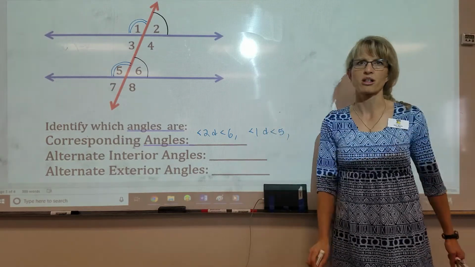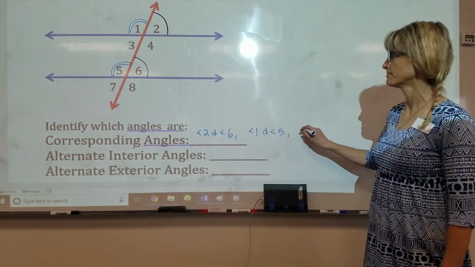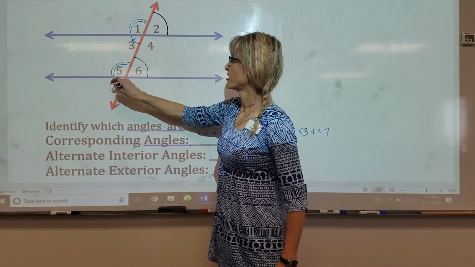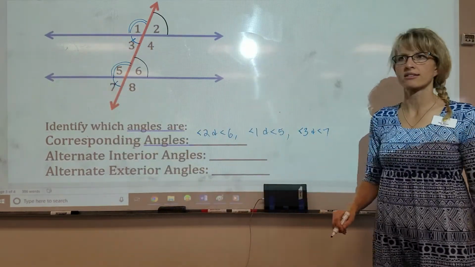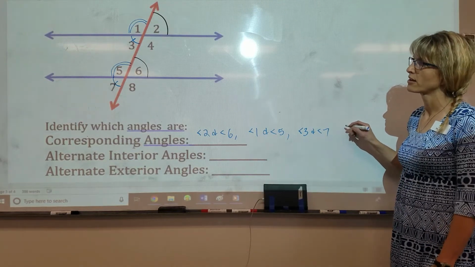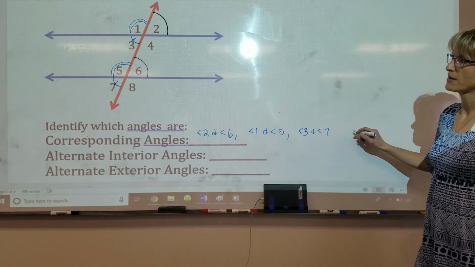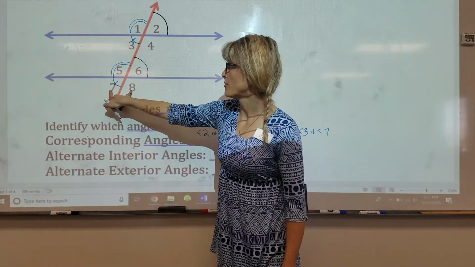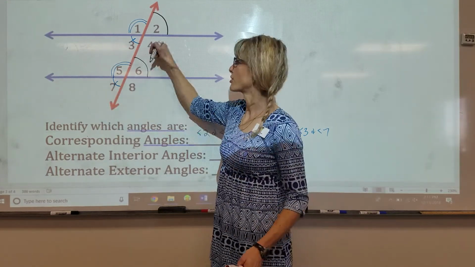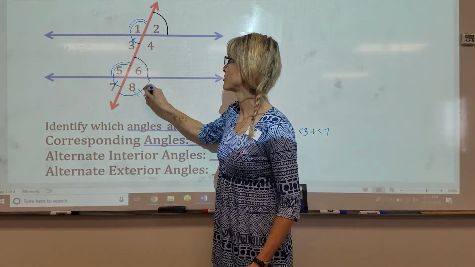What else is corresponding? Colin. 3 and 7. Angle 3 and angle 7. He's right. I'm going to do a tick mark on this one. And what else? Weston. 7 and 8. 7 and 8 are adjacent. It's got to be on the same side and the same shape. 4 and 8. Bingo. We're going to do this one double tick.